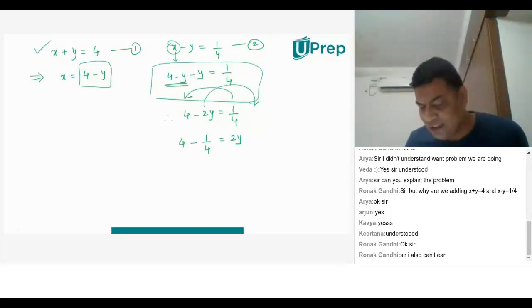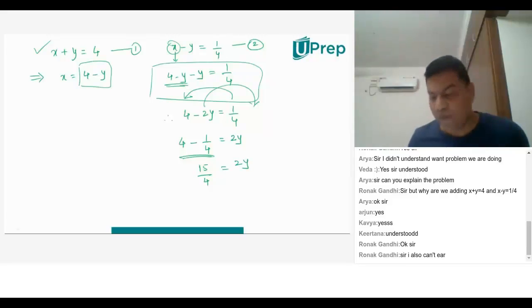So 4 4s are 16. I'm simplifying the left hand side. If I simplify this, 4 4s are 16 minus 1 by 4, which gives 15 by 4, is equal to 2y. So from here, what will be the value of y? This 2 will come down. Therefore, your y will be nothing but 15 by 8.